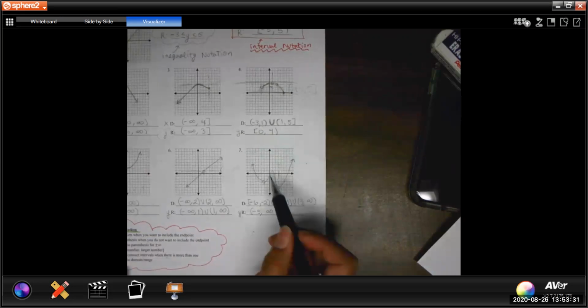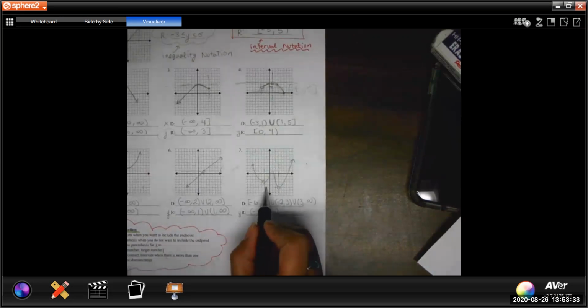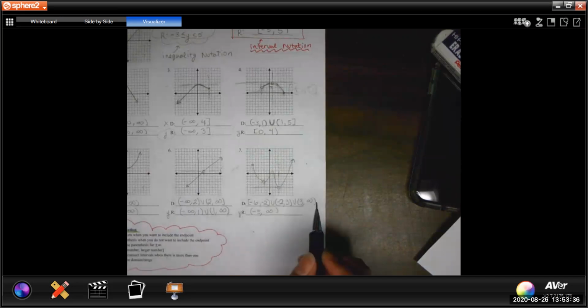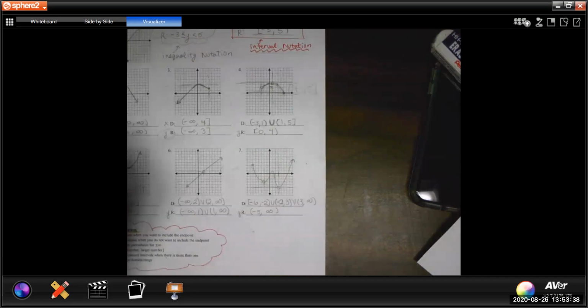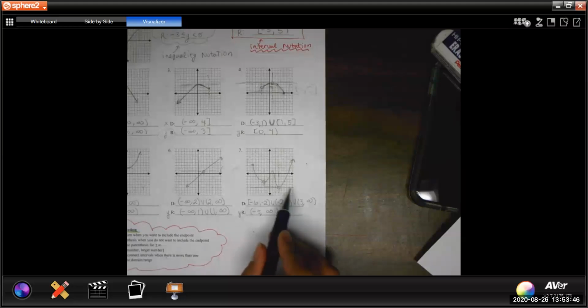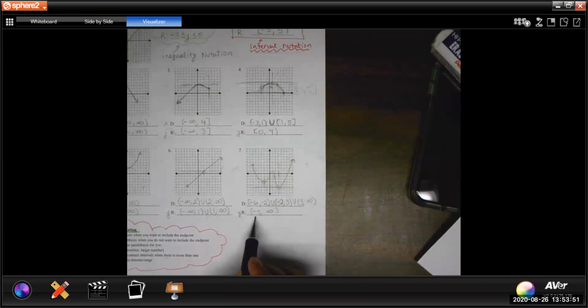Okay, this one. The lowest point, can you guys count that lowest point? I'm going to call on one of you, so make sure you're ready. Okay, Kaden, what's the lowest point of the graph? -5. So -5 goes here, and because it's an open circle, I put parentheses.